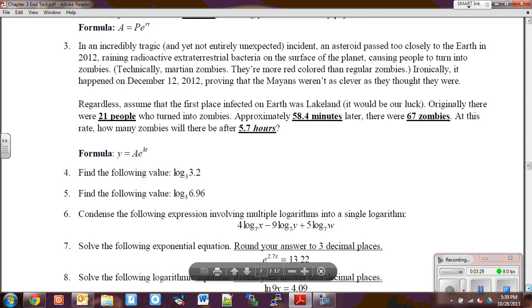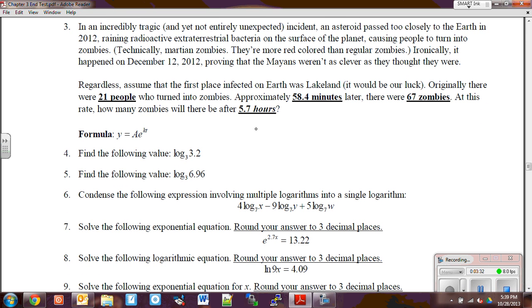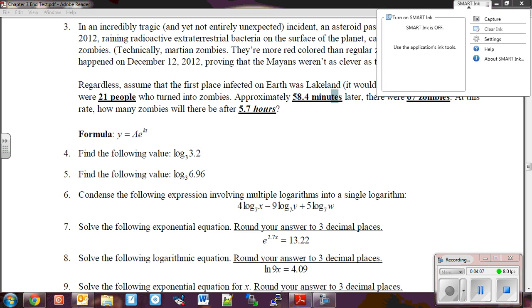Number 3, in an incredibly tragic, yet not entirely unexpected, incident, an asteroid has passed too closely to the Earth in 2012, radiating radioactive, blah, blah, blah, blah, turning people into zombies. All right, so it says, assume that the first place on Earth infected was Lakeland. Yeah, that'd be our luck. Originally, there were 21 people turned into zombies. Approximately 58.4 minutes later, there were 67. How many will there be after 5.7 hours? Now, remember, this t can be in any unit you want. So let's make it minutes.